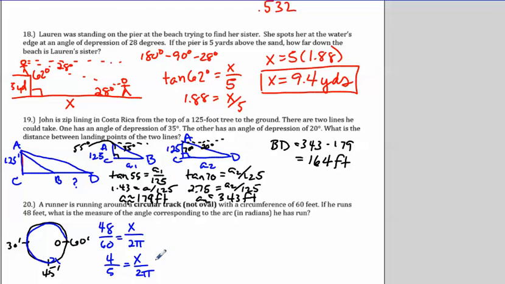And now I can cross multiply and my math will be a little easier. So I have 5x equals 8 pi, and divide both sides by 5. X equals 8 pi over 5. So the angle that he ran is 8 pi over 5.